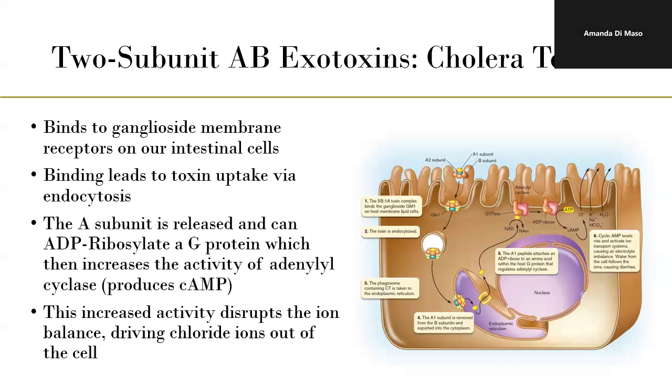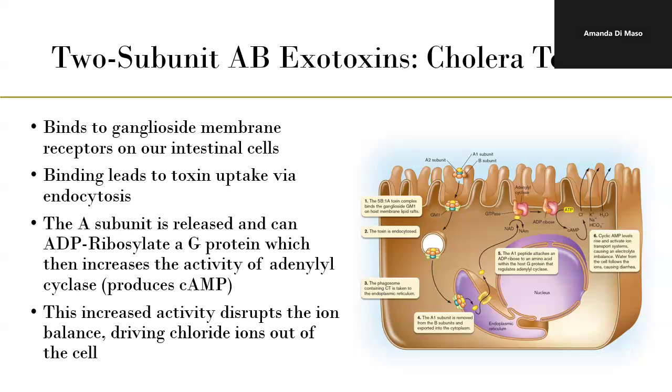So why does cholera cause massive diarrhea? The AB toxin. The bacteria will bind to what are called gangliosides, and these are receptors on our intestinal linings. And when they bind, it's going to cause the toxin that they produce to be taken up by the cell. So the binding of these receptors internalizes the toxin, and now the toxin is inside a nice little vesicle. From there, it gets released, and then it ADP ribosylates a G protein.